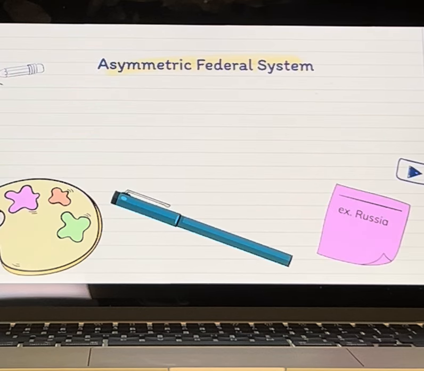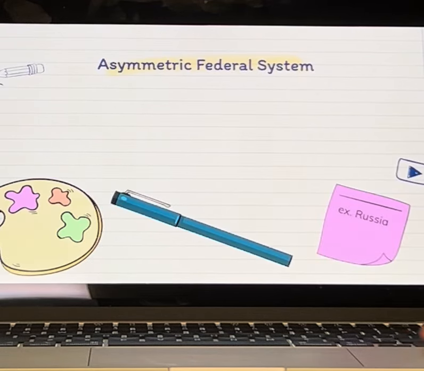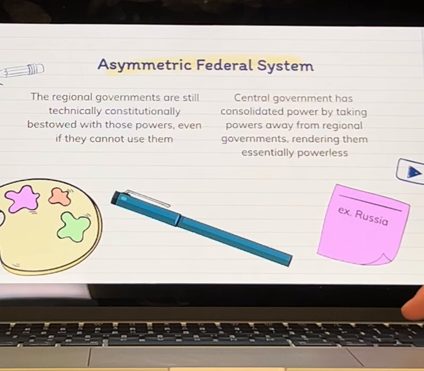The opposite is an asymmetric federal system, which is when the national government absorbs most of the power from the local governments. That doesn't mean that the local governments are rendered completely useless, but it is just when the national government takes power from the state governments, and that's happened in Russia, which is half of why it's confusing. I don't have a thing that says Russia on here, but oh, it does say right there.